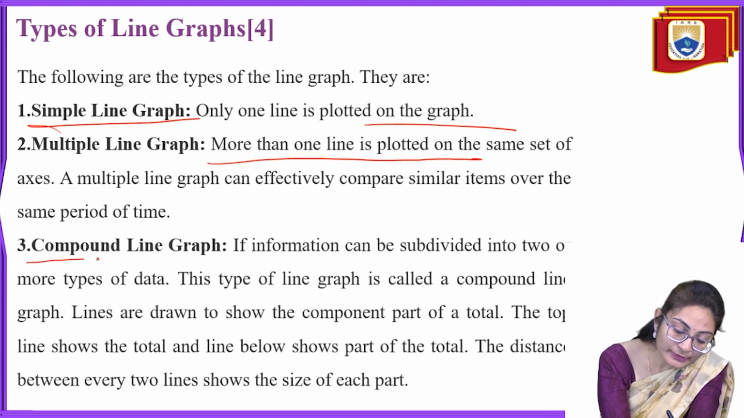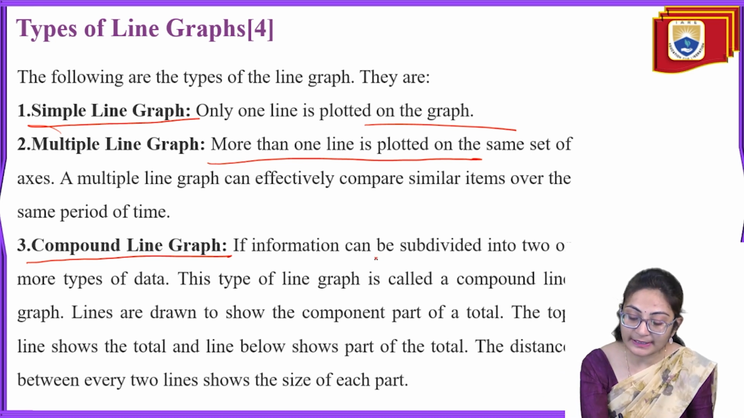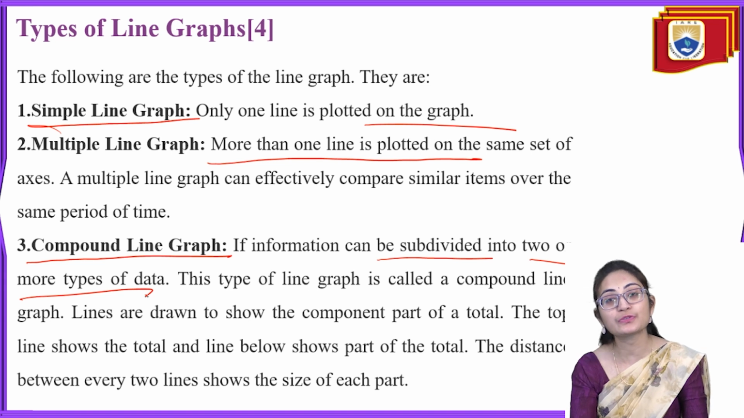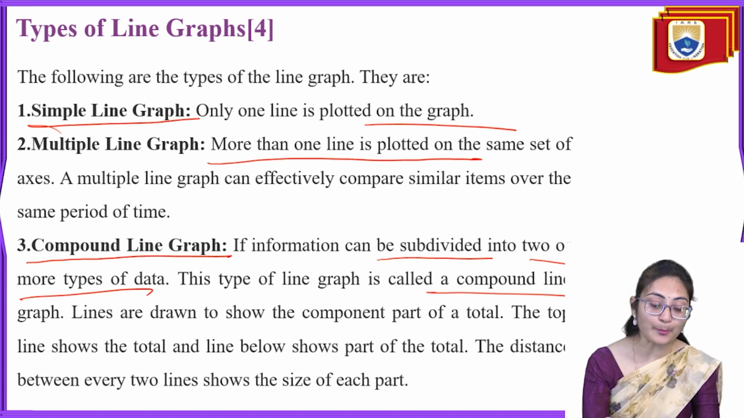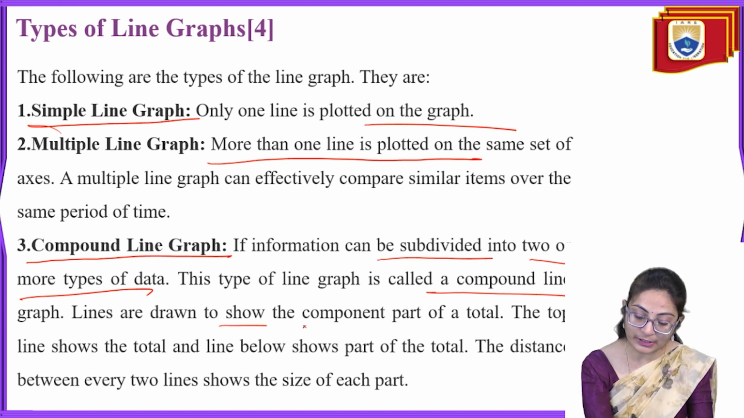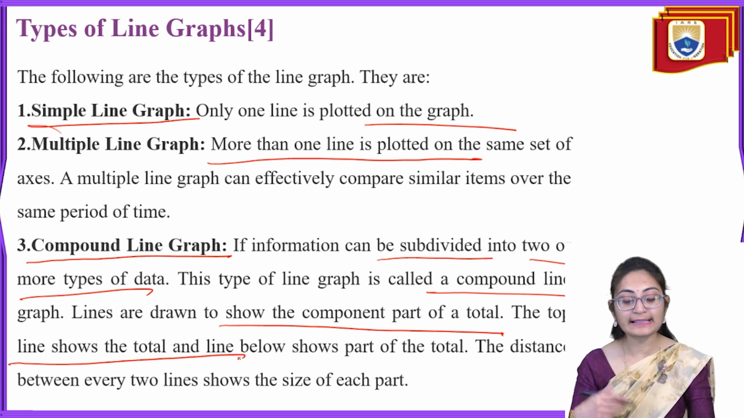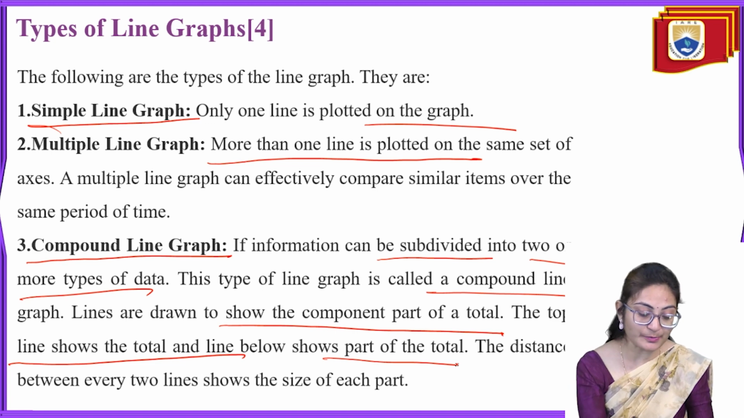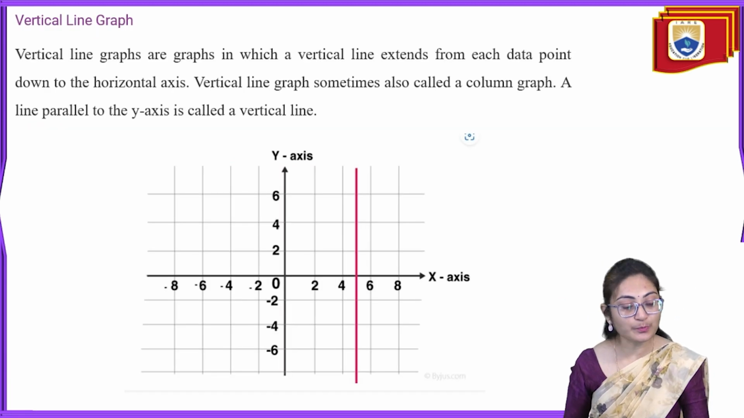Then the next one, the compound line graph. If information can be subdivided into two or more types of data, then we can use the compound line graph. The lines are drawn to show the component parts of the total. The top line shows the total and the lines below show the parts of the total, and the distance between every two lines shows the size of each part.